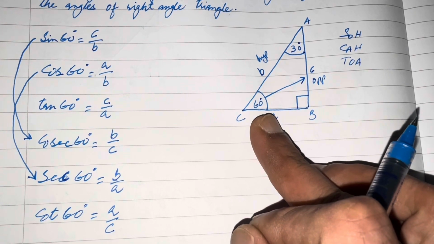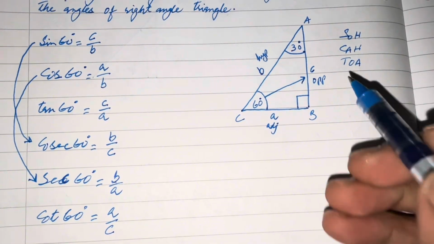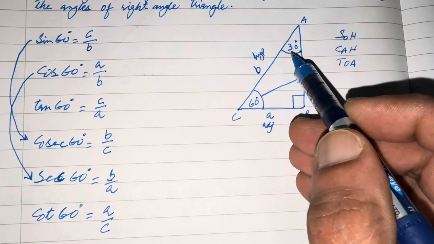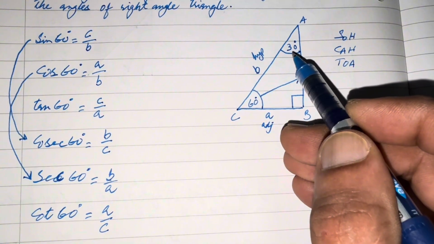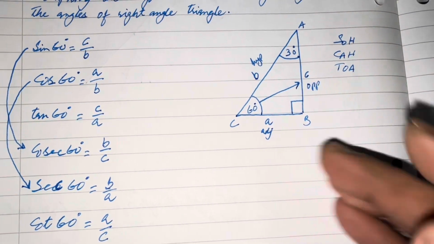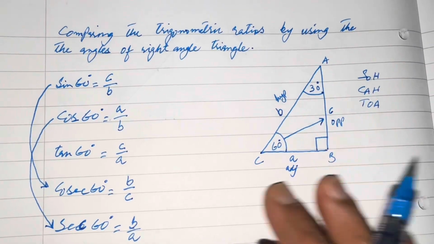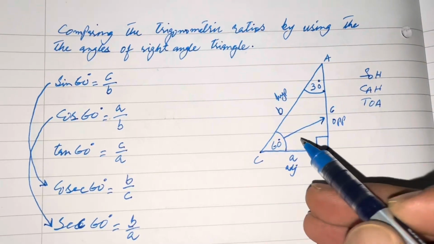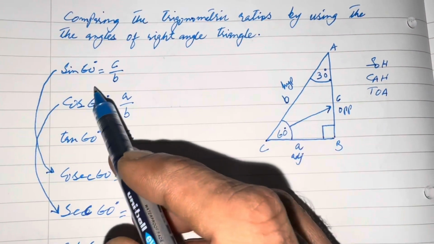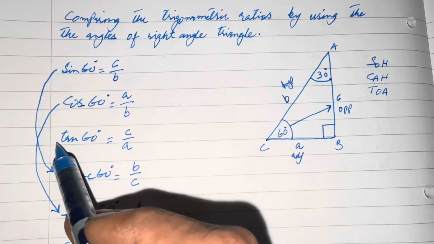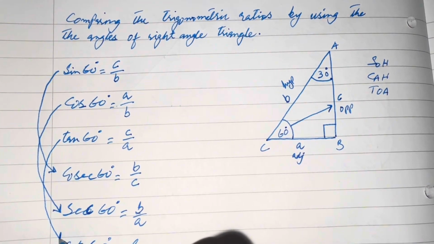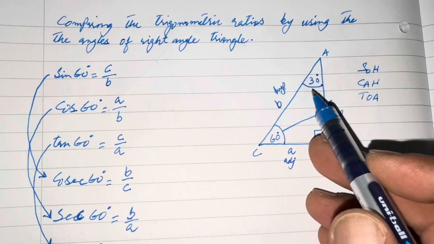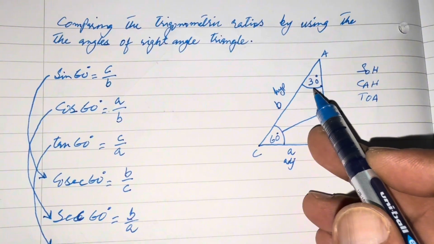So now if we find the 6 ratios with respect to 30, let's see what's going to happen. In the beginning, the statement was comparing the trigonometric ratios by using the angles of a right angle triangle. So first of all, we have found all the 6 ratios with respect to angle 60, and then we are going to find the 6 ratios with respect to angle 30.